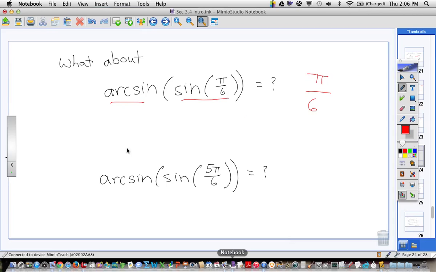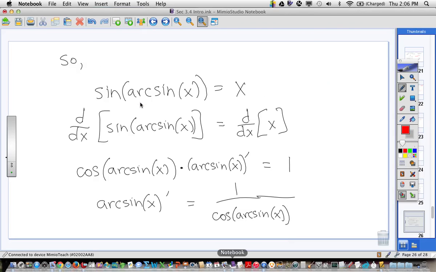In this case, it was a problem. If we had the arcsine on the outside, then we had a problem. But if we have the sine on the outside, we're okay. So we have the sine on the outside, we're good. All right, so sine of arcsine of x is x, because they're inverses, they cancel each other out.